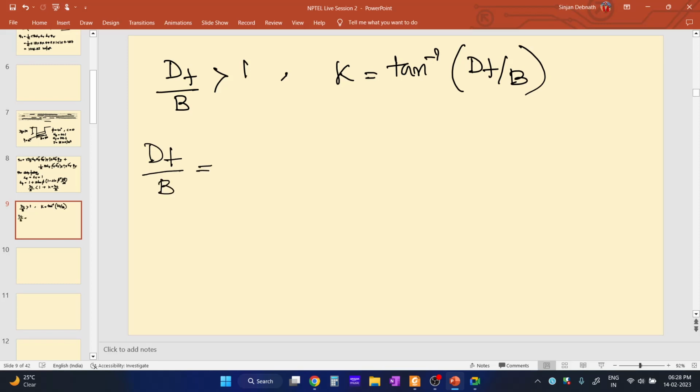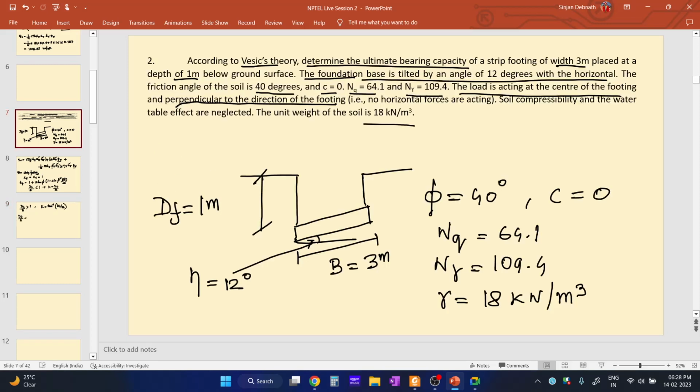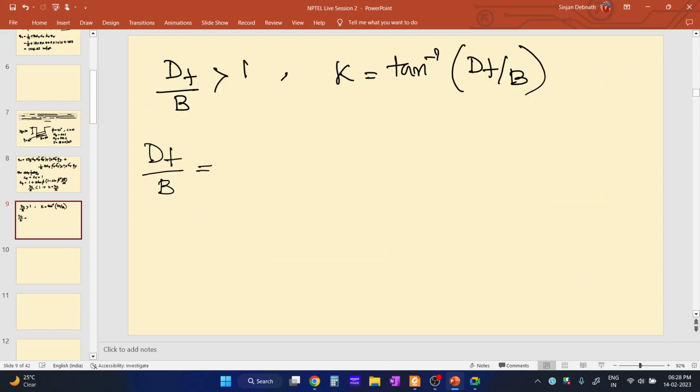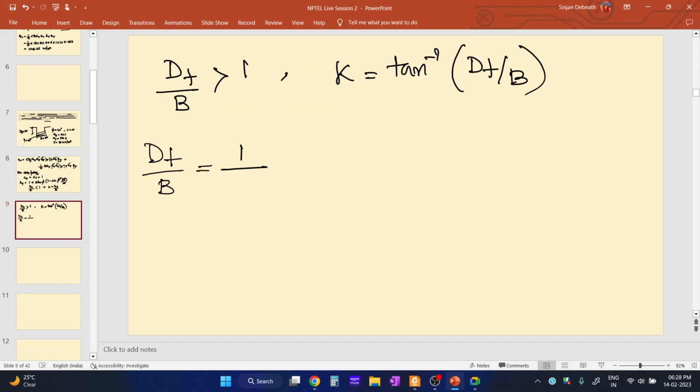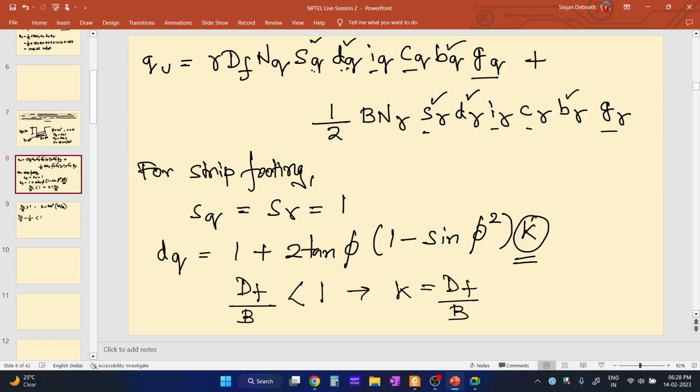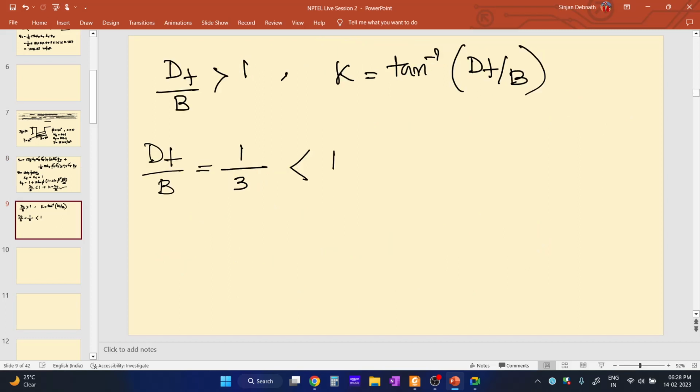So what is df by b? df is equal to 1 meter, the embedment depth, and the breadth of the footing is 3 meter. So df by b is 1 by 3. So it is less than 1, that means k is equal to df by b, which is equal to 1 by 3.